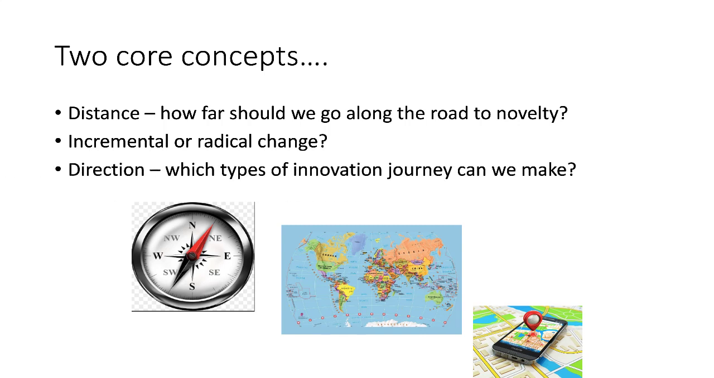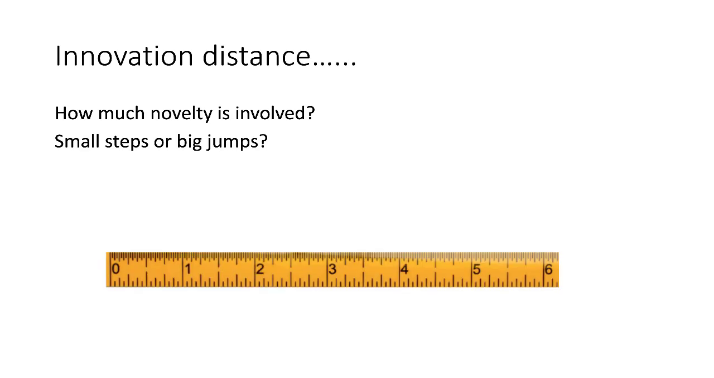But the other thing we're interested in, and we'll explore more, is which type of innovation journey might we make, in which direction? There are lots of possibilities. We could change what we offer the world or the ways we create and deliver that, for example. So we're going to explore these two core concepts in this module. So let's begin with this question of innovation distance.